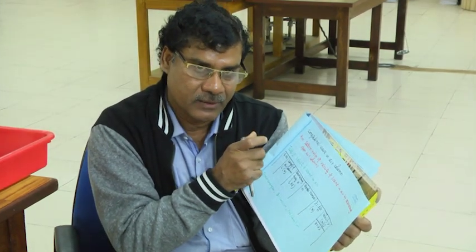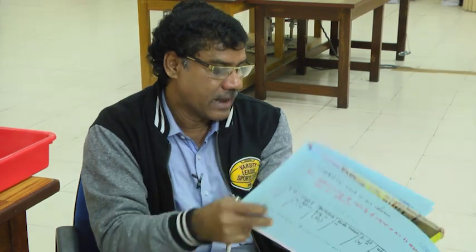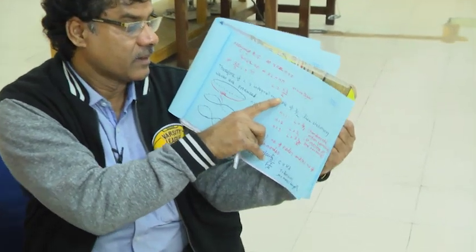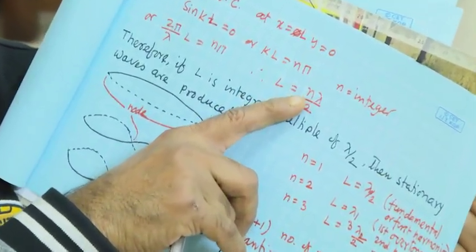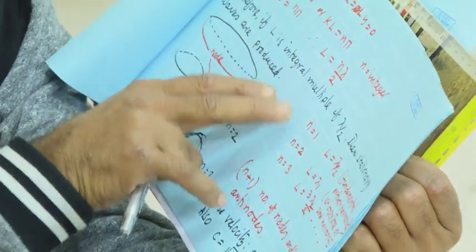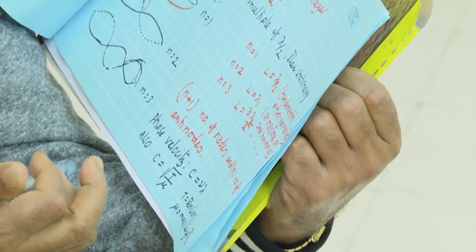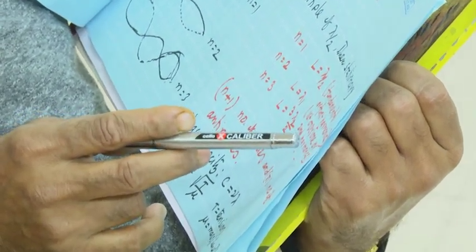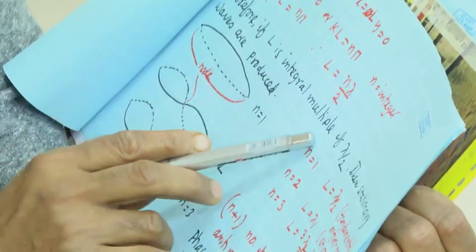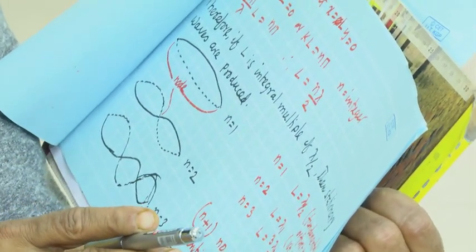For this, again, this formula, whatever we got, L, the length of the string or length of the air column, L equal to n lambda by 2. That's what we got. Again this n is the mode. So n equal to 1 is the fundamental mode or fundamental wave, and then overtone, first harmonic, second harmonic. So n equal to 1, 2, 3, etc. That I have described to you.